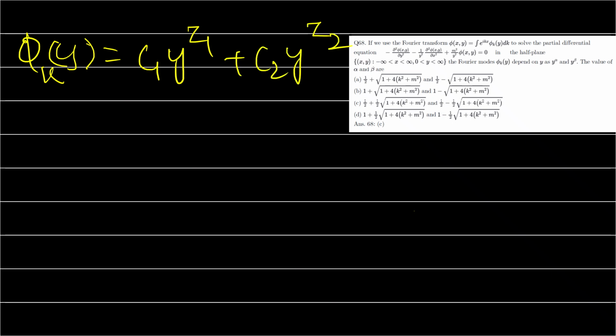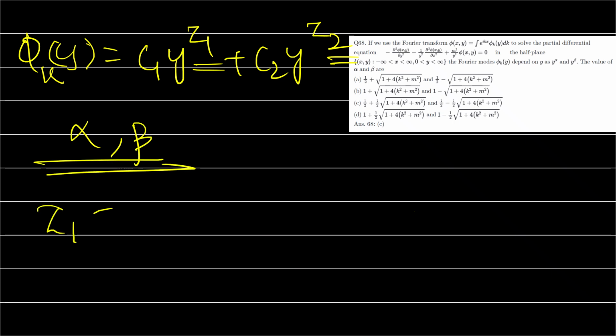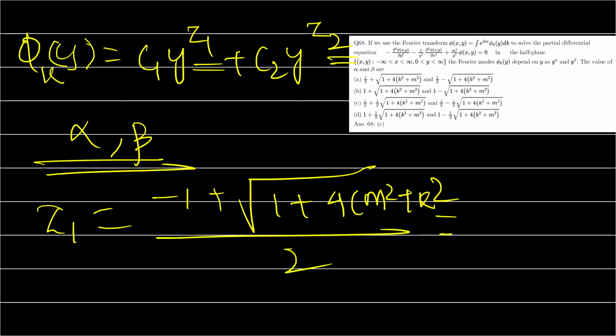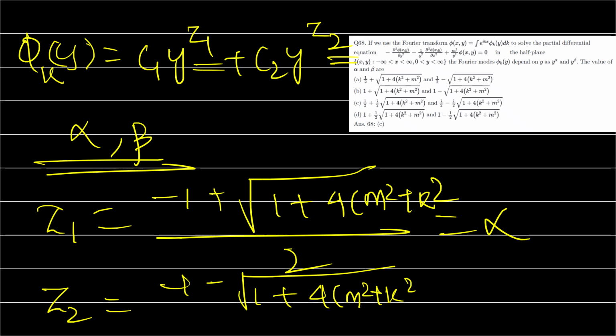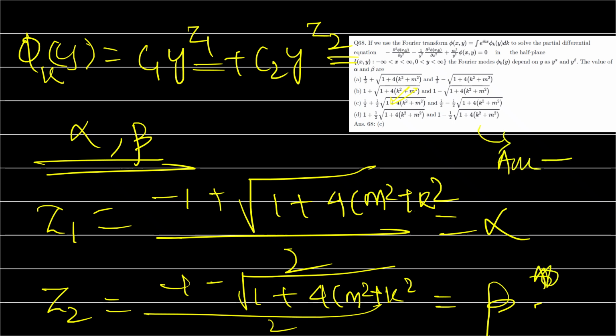Now we already know the values of z1 and z2, and these z1 and z2 are nothing but alpha and beta as per the question. So z1 is minus 1 plus under root 1 plus 4 into m square plus k square, divided by 2. This value is alpha. And z2 is minus 1 minus under root 1 plus 4 into m square plus k square, divided by 2, whose value is beta. So basically the answer will be option C. Thank you all. Let's meet in the next video.